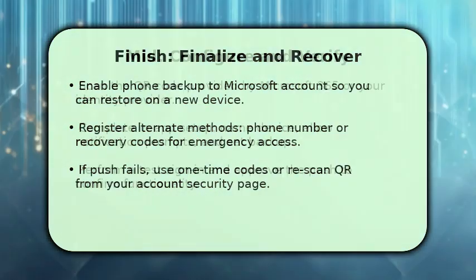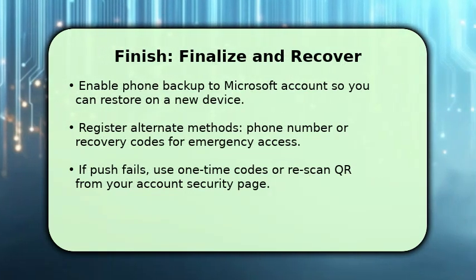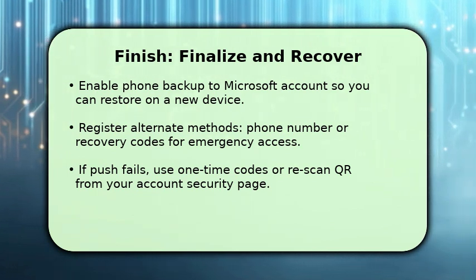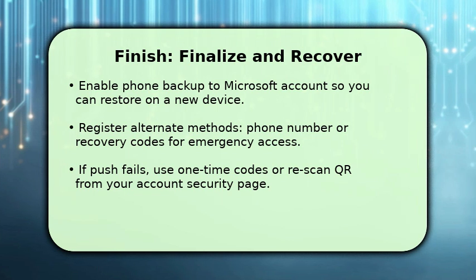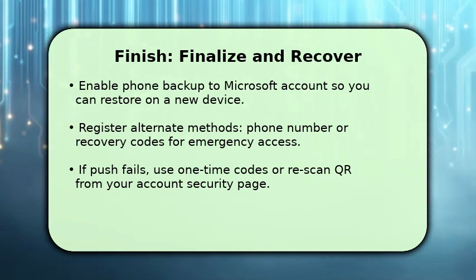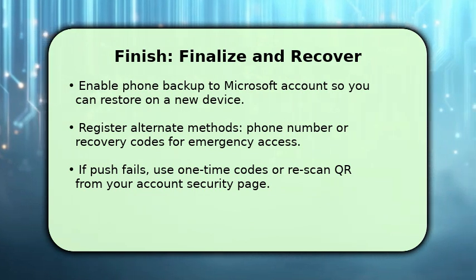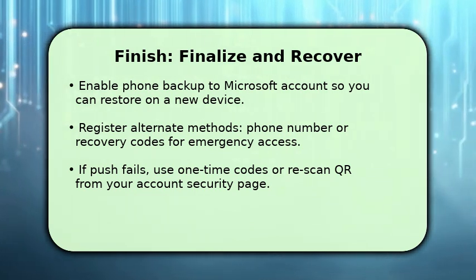You finish by enabling cloud backup so your Authenticator accounts can be restored on a new device. This prevents lockout. Also register at least one alternate method, like a phone number or printed recovery codes, and store them securely. Once done, remove old device entries from your account security page.